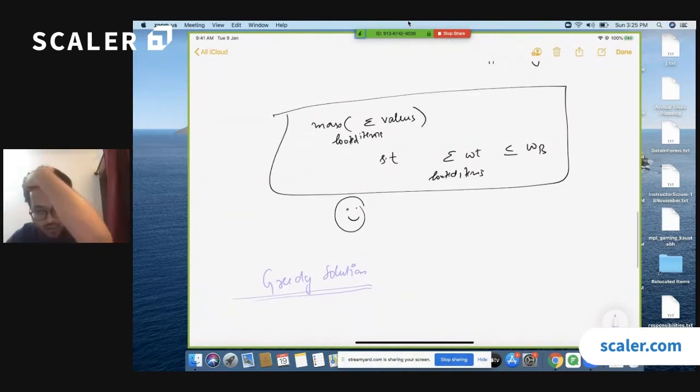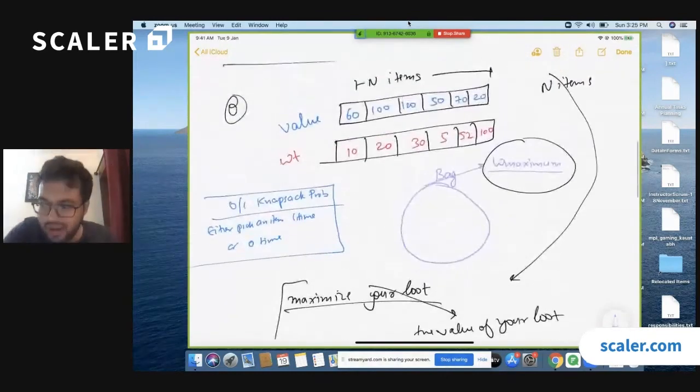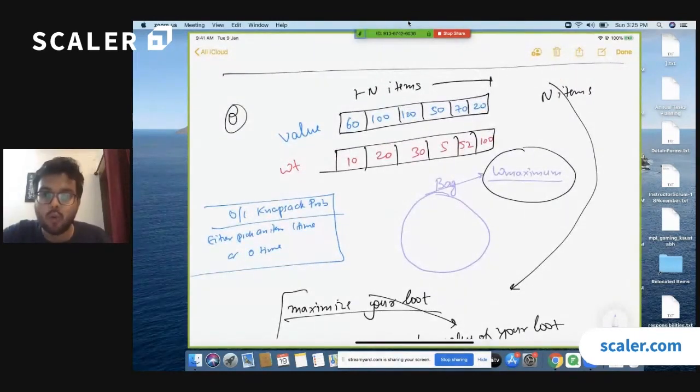Okay, cool. So let's try to look at this problem here. The point is that you would want to maximize the global value of the loot that you have. Now my question is, is there any way in which you can just look at an item and figure out whether this item should be stolen or not?